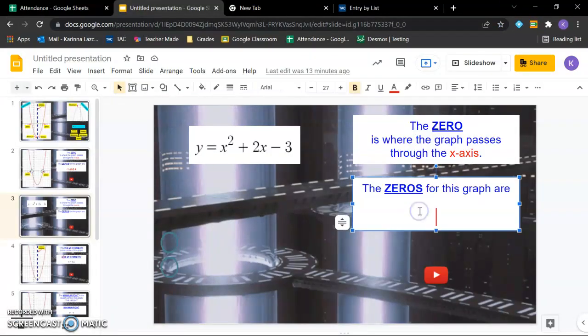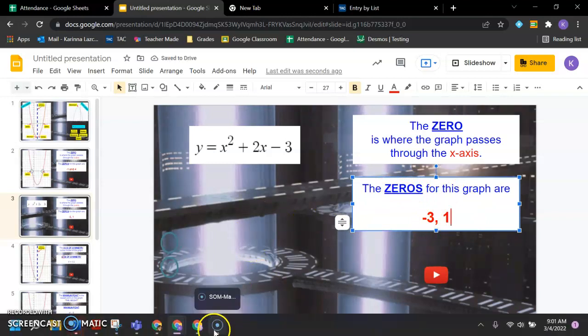So we go here and let's type our answer choices, which is -3 and +1. These are the zeros for this graph that we just put on Desmos.